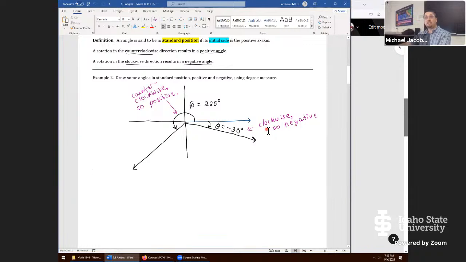Here we have an idea of positive versus negative angles. So if we rotate in the clockwise direction, we'll consider that to be a negative angle. So that's going to be represented as negative 30 degrees. And we need that arrow to say the directionality of the rotation.